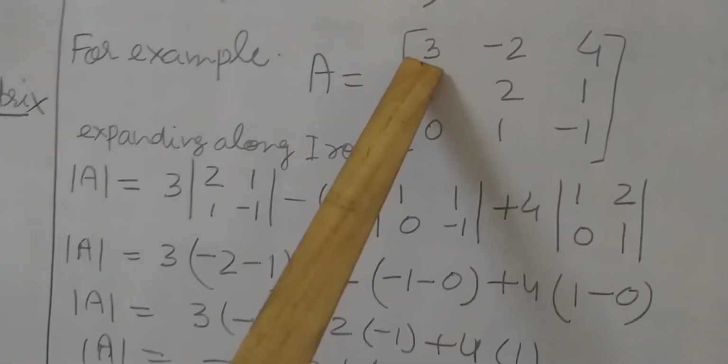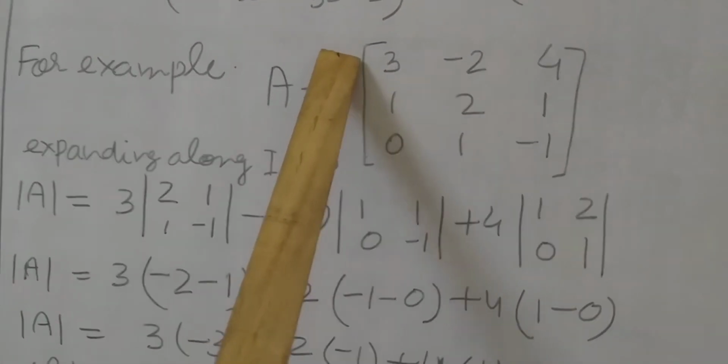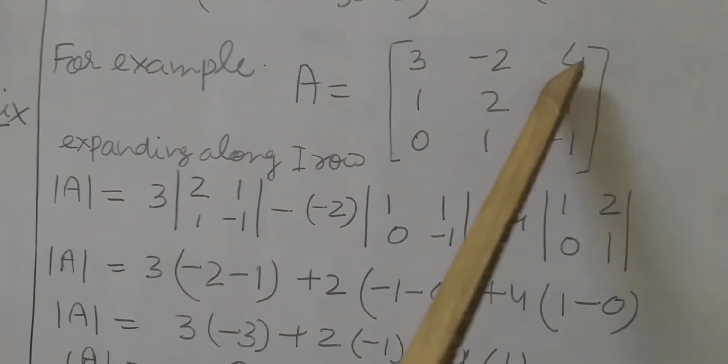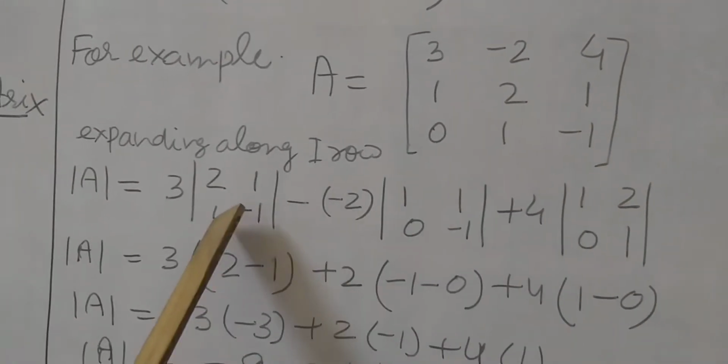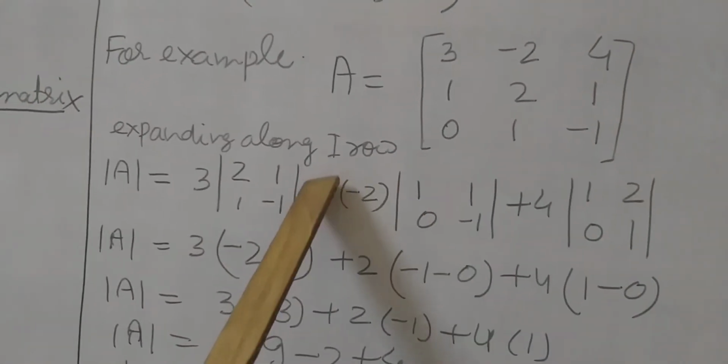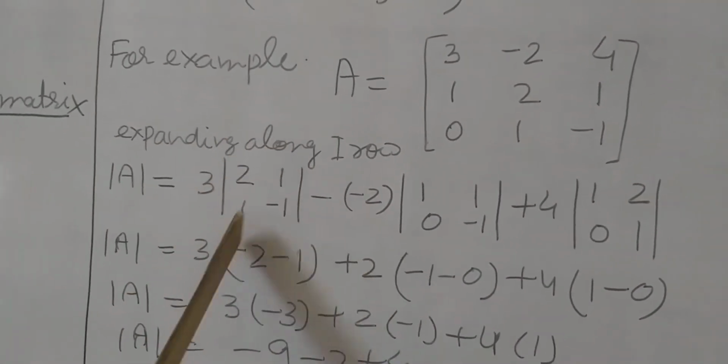And now we have to delete the row and column, student. So this row and this column will be deleted. These are the left elements. We have to write them: 2, 1, 1, minus 1, 1, minus 1. And the determinant sign we have to put.